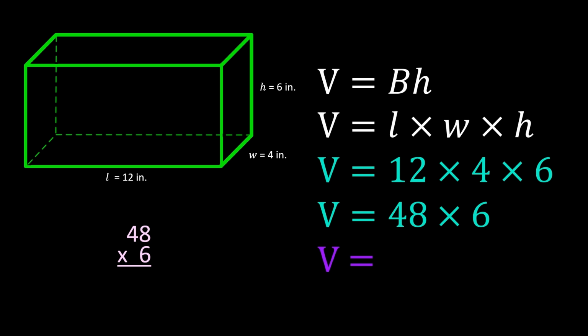So if I come out to the side to do that calculation, 48 times 6, I have 8 times 6, which is 48. Then I have 6 times 4, which is 24, plus 4 more is 28. So I have a volume of 288. I'm working in inches, and because it's volume, we have our units cubed. So we'll have a volume of 288 inches cubed.